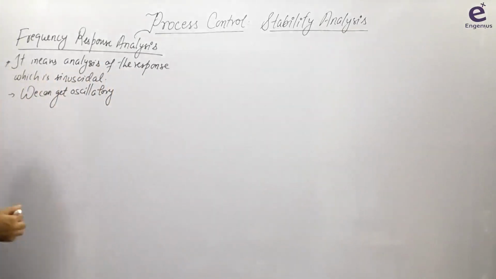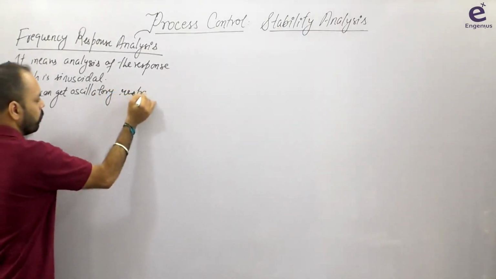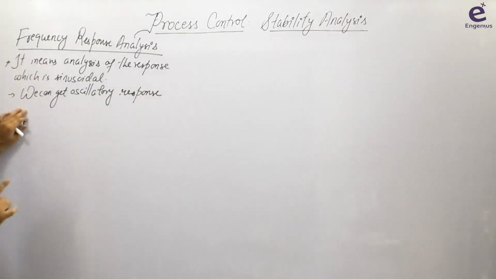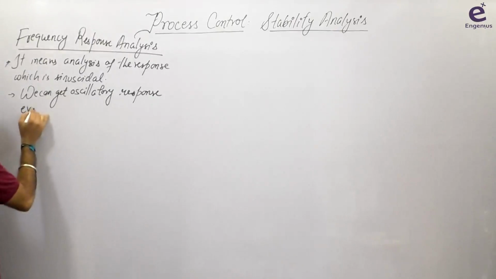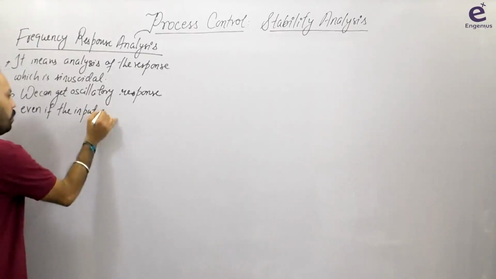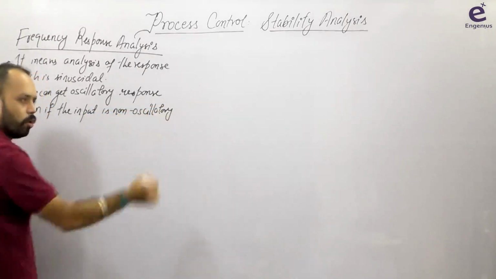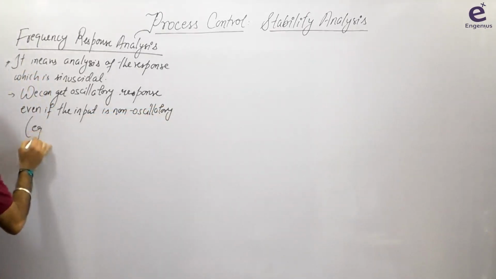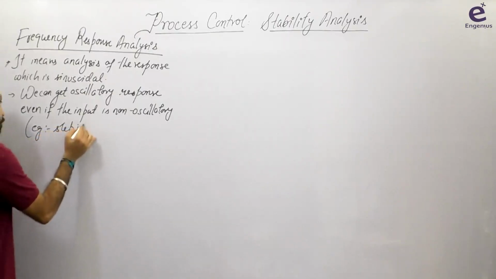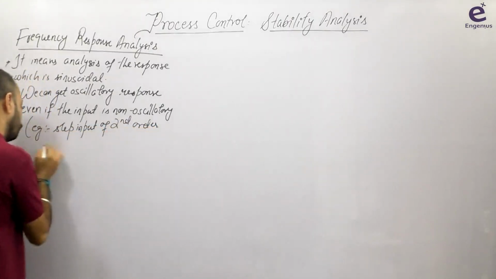Okay, let's continue here. We can get an oscillatory response. It means the analysis of the response which is oscillatory, which is sinusoidal. We can get an oscillatory response even if the input is non-oscillatory. An example: the input is non-oscillatory, for example, step input of a second order underdamped system.